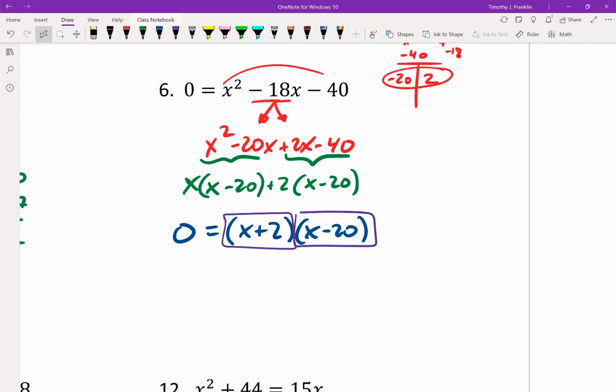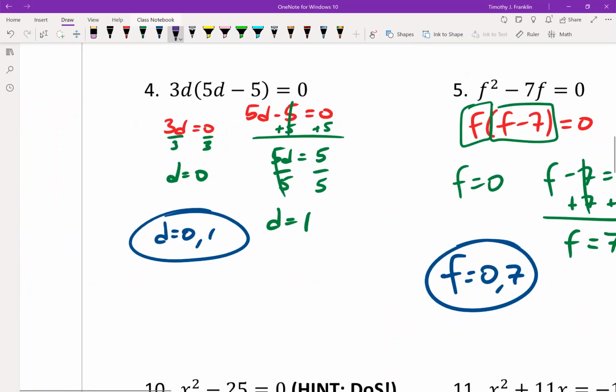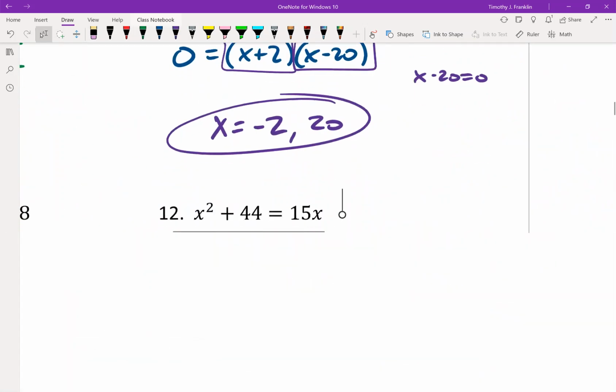And just like we saw at the top, we can kind of just look at this and know we're going to get -2, because -2 plus 2 is 0. And we're going to get 20, because 20 minus 20 is also 0. So set them equal to 0 and solve. X plus 2 equals 0. X minus 20 equals 0. So again, it's really just the opposite of what's in the factor, in the binomial. For number 7, this thing is really jumping around.